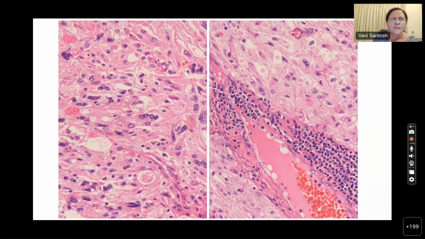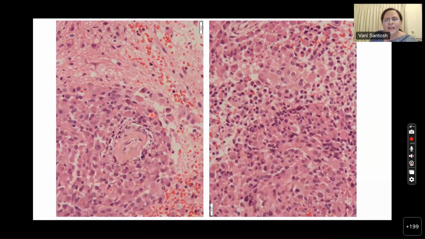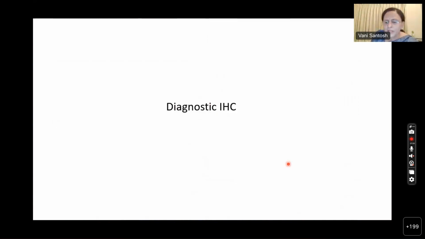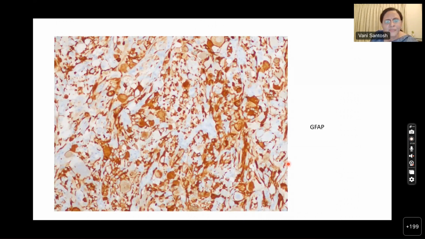Is there mitosis? No mitosis. It's pleomorphic, very pleomorphic, but there is no mitotic activity. Okay. And at certain places, you can see these epithelioid-like cells. What we saw in epithelioid GBM, you can see some accumulation of these epithelioid cells, but they don't have any mitotic activity. So we have done diagnostic IHCs.